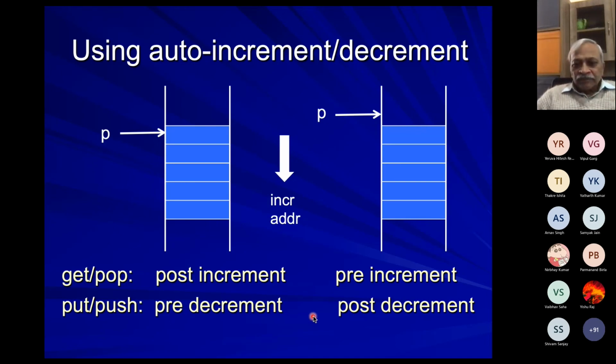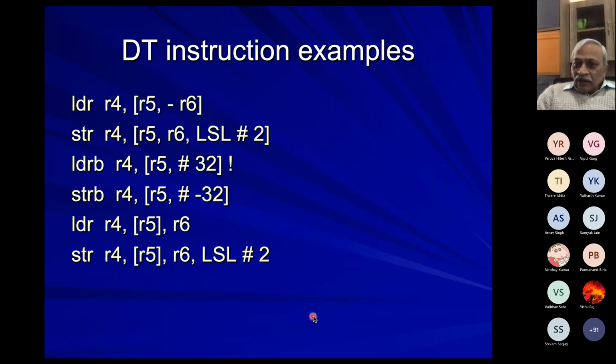Okay, sir, got it. Any other question? Can you show the previous slide once? This one? Yeah, so in the second last line, LDR, when we have a post operation, the value at location R5 will be stored in R4, and then R5 will be updated, right? Exactly. Yeah, okay, sir.